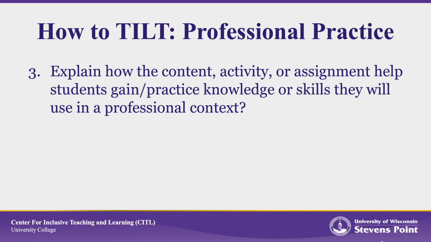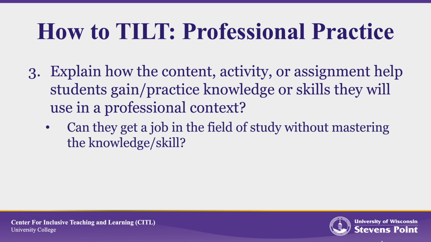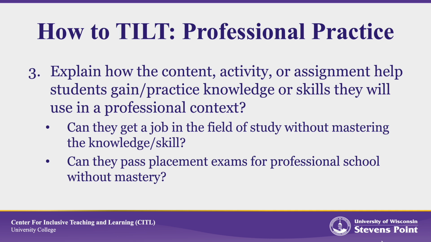Next, be clear with how they will eventually use the knowledge and skills they're developing, especially if they're gaining or practicing knowledge or skills that they're going to use in a professional context. This is incredibly important in establishing the why of what they're being asked to do. For example, you can address whether they can get a job in the field without mastering the knowledge or skills, or whether they can pass placement exams for professional school without mastery. Clarity in articulating these connections for students can provide a huge increase in compliance and reduction in cheating because it greatly improves student valuation of coursework and ties the coursework to their long-term goals.